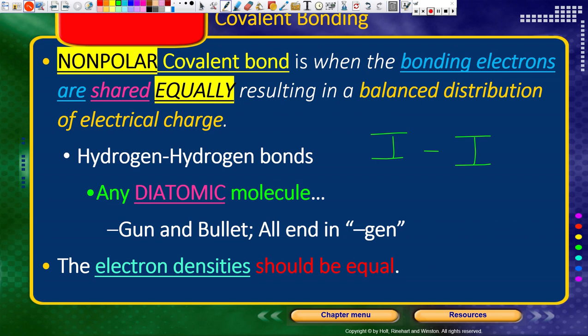Now, which one of those two, and this is a trick question, which one of the two is more electronegative? They're the same. So how are they going to share their electrons? Equally. So when you're finished, what are the electron densities? The same. So that is a polar or non-polar deal? This is non-polar. So look at the last sentence. Have I been talking about that already? You've already seen it, right? The electron densities should be equal.